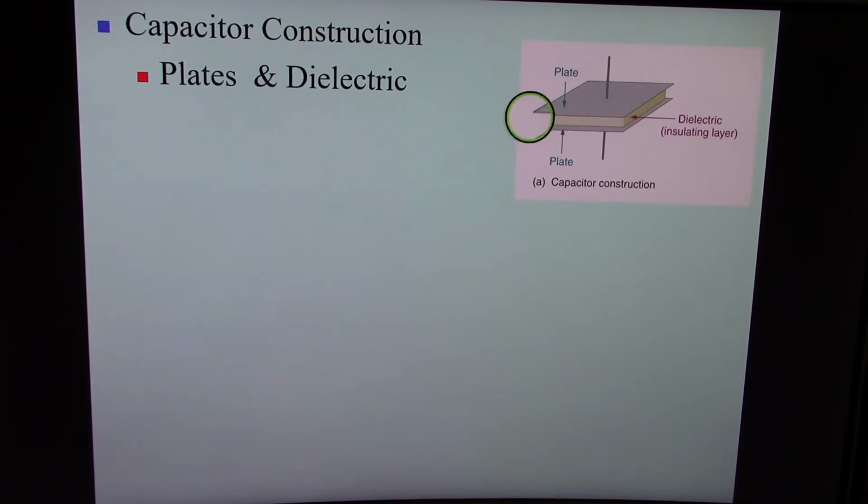Obviously, if you didn't have this insulating layer, you'd just have one thick plate, right? That won't do anything. So by having this insulating layer, you separate these two plates. And these are the two terminals that will connect to it. So this terminal up here and this terminal down here.